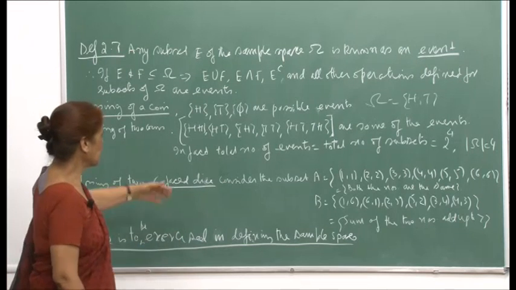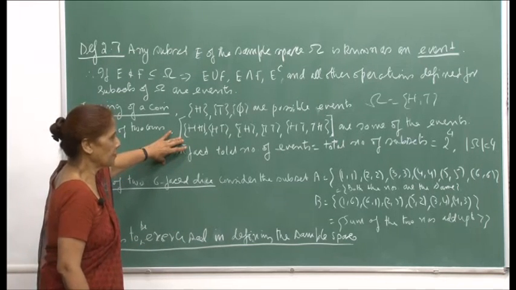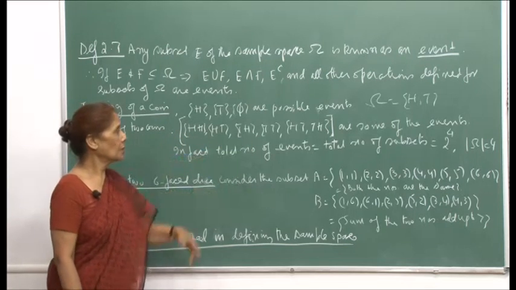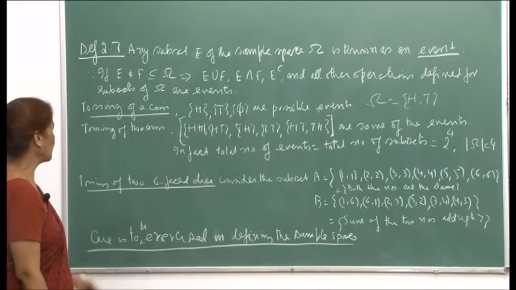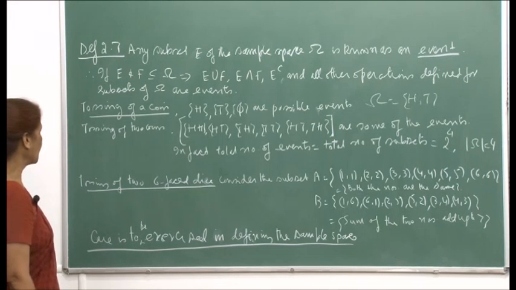The number of subsets here in fact would be 2 raised to 4, which will be 16. So, you can list out all the possible events that can be formed for this particular experiment of tossing two coins.